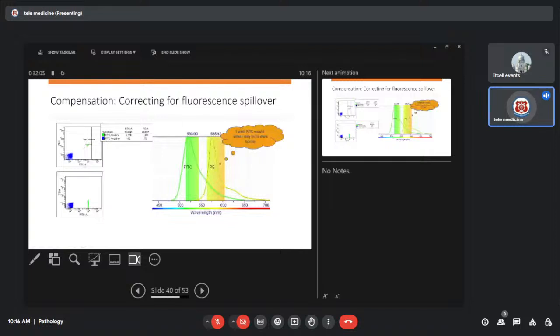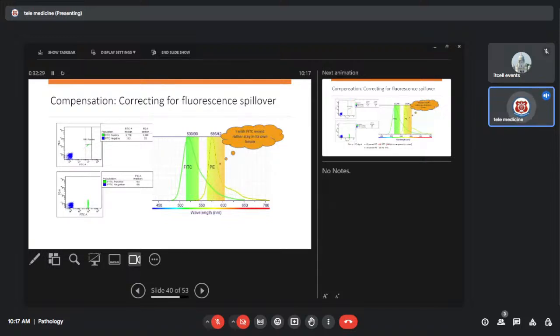Take a control, a cell which is marked only with FITC. If you see, the signal is in FITC, but it is also spilling into PE. So you are compensating to try to get the signal back into the FITC channel. And this is what is done here. How do you do it? The negative population for FITC and the positive population for FITC, their intensity for PE should be nearly constant.